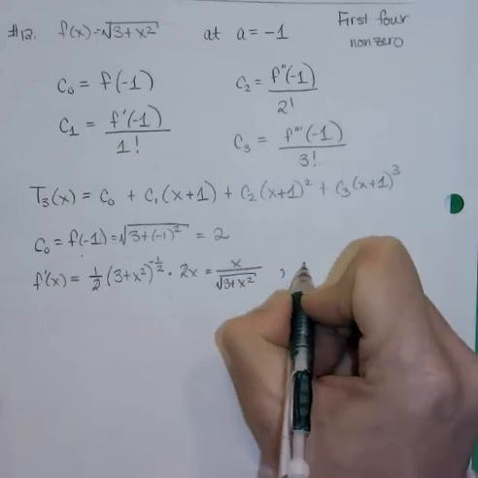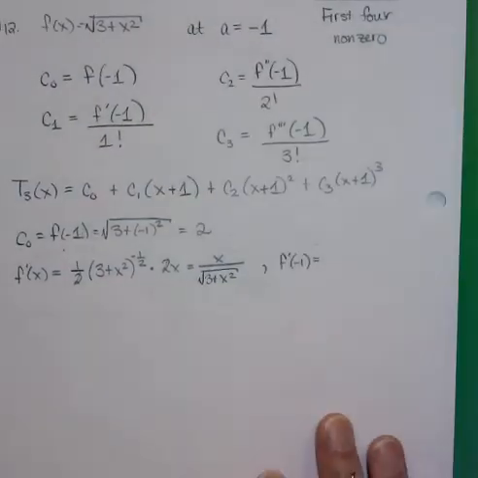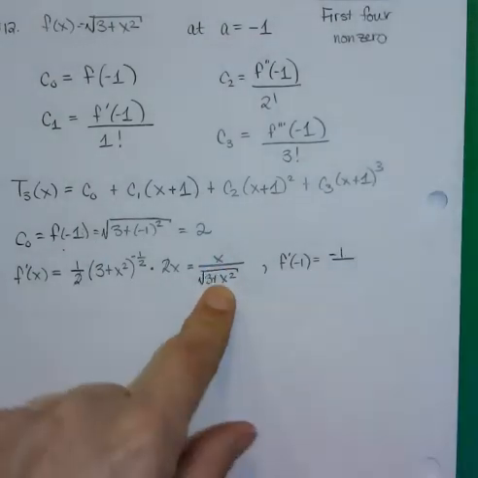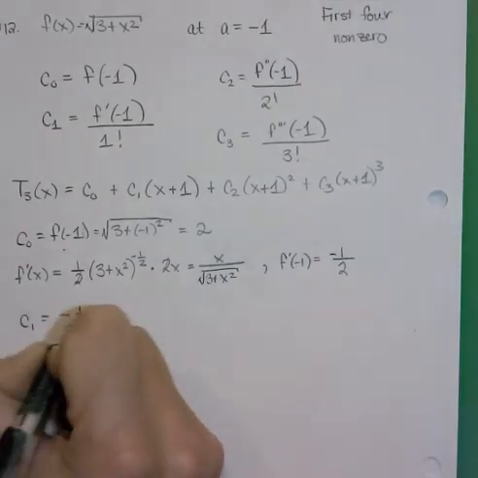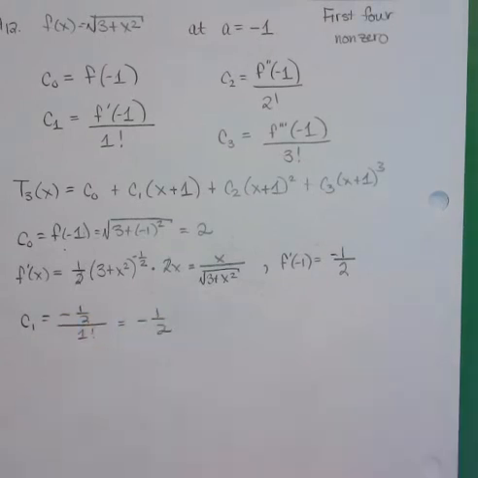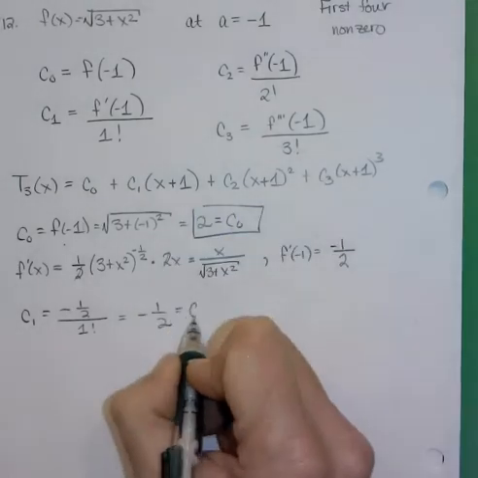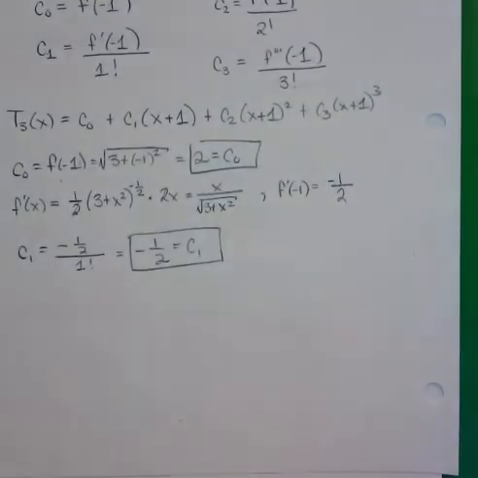So f prime of -1 is -1 over the square root of 4, or 2. So C1 is this divided by 1 factorial, which is still just negative 1/2. Okay, so we know our C0 and our C1. So for C2, we need the second derivative.